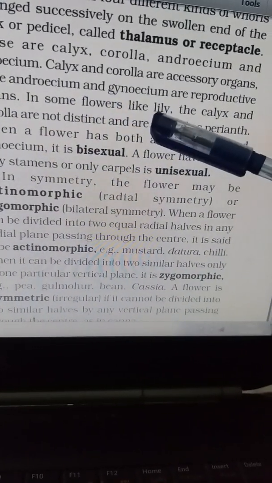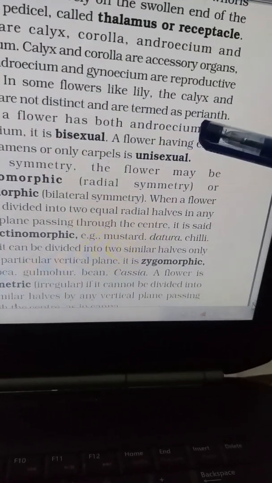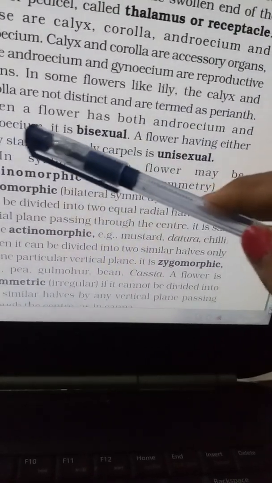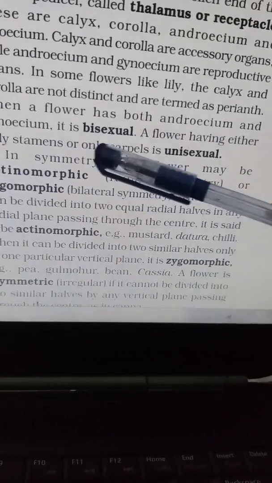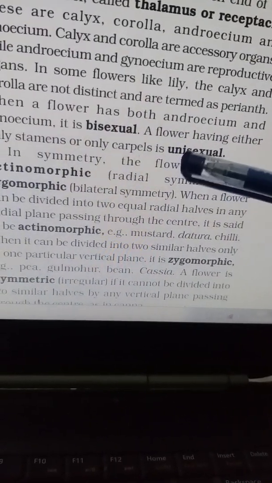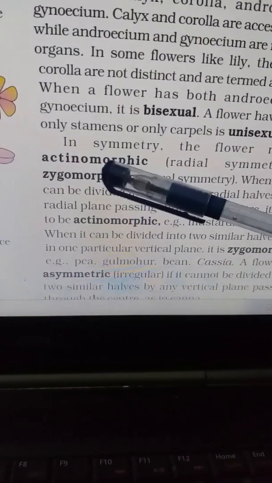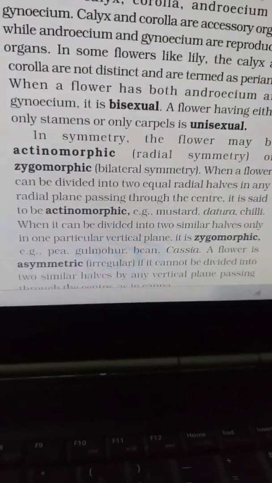For example, in flowers like lily, the calyx and corolla are not distinct, and it is termed as perianth. What is perianth? When you cannot distinguish the calyx and the corolla. When the flower has both androecium and gynoecium, it is called bisexual. Only stamen or only carpel, that is unisexual. Again, the flower may be radially symmetrical or bilaterally symmetrical. If it is radially symmetrical, it is actinomorphic. When it is bilaterally symmetrical, it is zygomorphic.